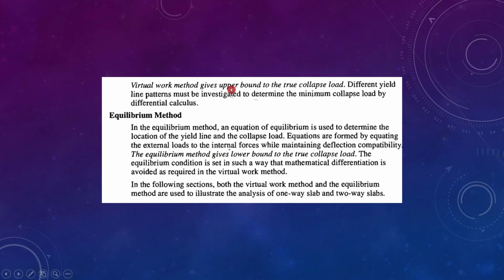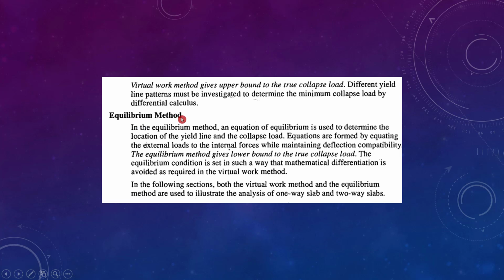So the virtual work method gives an upper bound to the collapse load. Suppose the capacity of a slab is 100 in reality while you're doing the experiments, the virtual work method will always predict a higher capacity, maybe above 100.